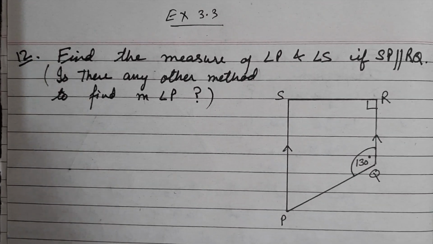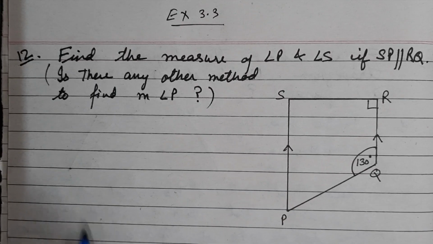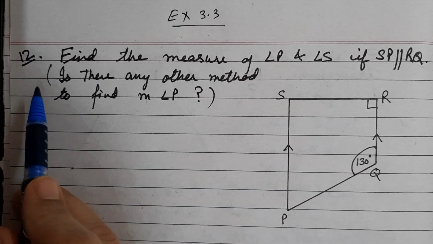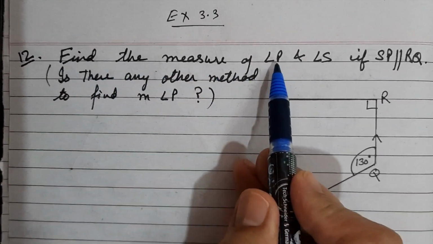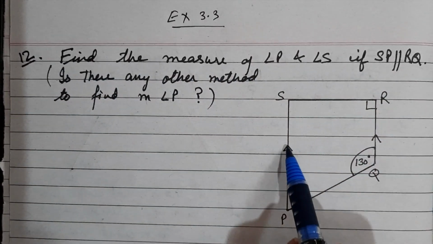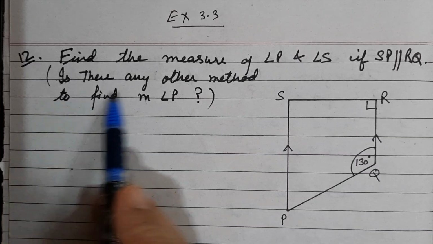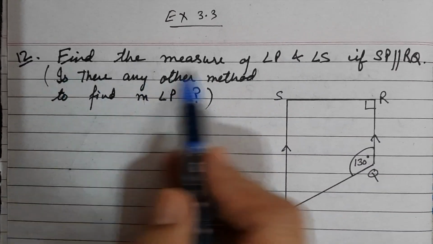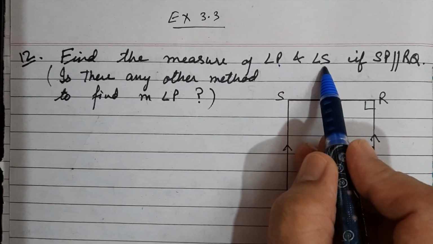Hello everyone. In continuation with exercise 3.3, this is question number 12 which we are going to discuss today. Find the measure of angle P and angle S if SP is parallel to RQ. Is there any other method to find measure of P? So we'll discuss this later on. First we will find measure of angle P and angle S.